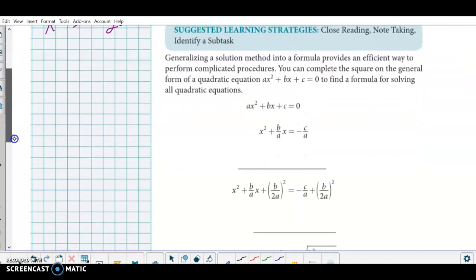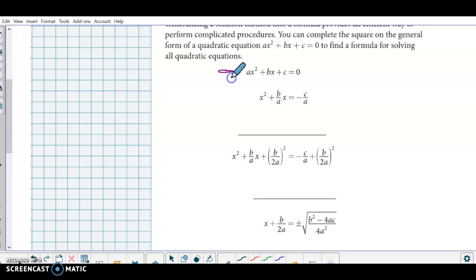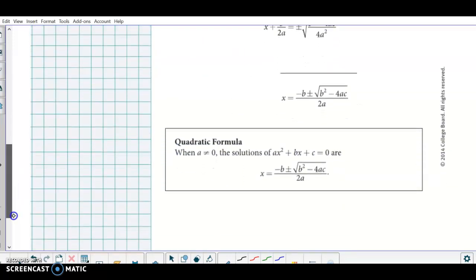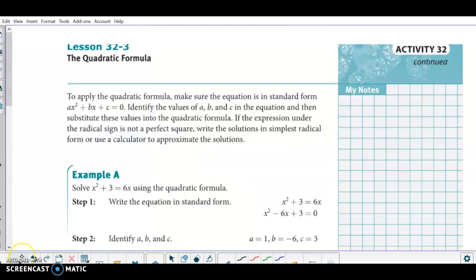Now, if you really want to work through all of this, this talks about how you can go from your standard form quadratic equation all the way down to the quadratic formula. When in fact, that's not something you need to know. What you do need to know is that the quadratic formula is negative b plus or minus the square root of b squared minus 4ac over 2a. This is on your formula chart, and your a cannot be 0 when you do this, because then you end up dividing by 0, and we know we can't do that.